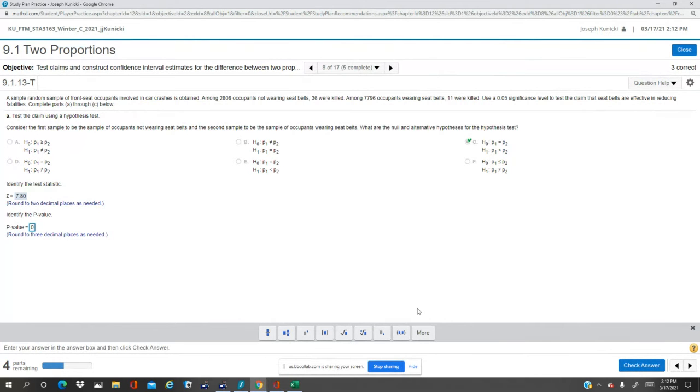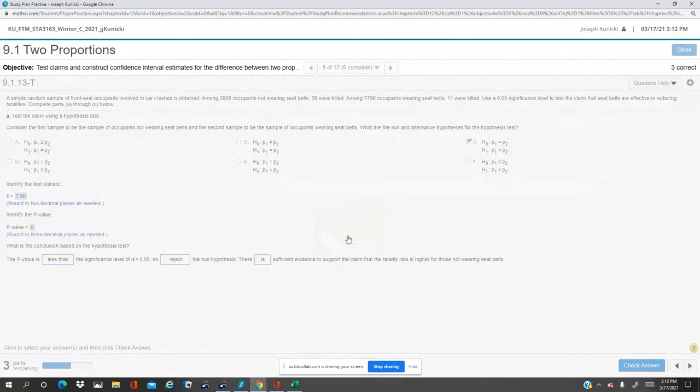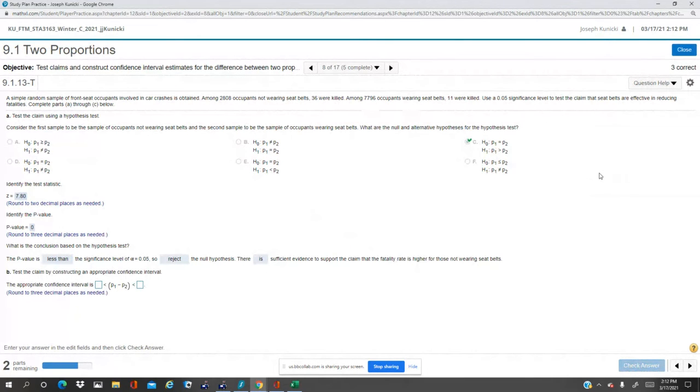We're far below 0.05. The p-value is less than alpha equals 0.05, so we will reject. There is sufficient evidence to support the claim, which is in the alternative. Seatbelts work. That's question 9.1.